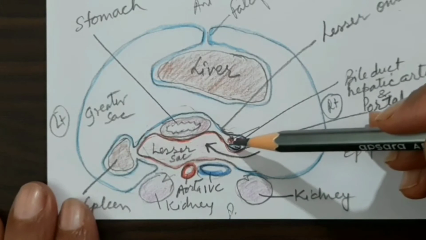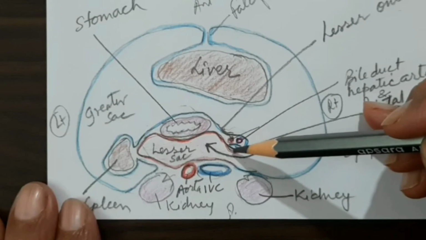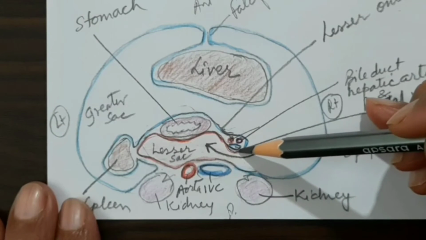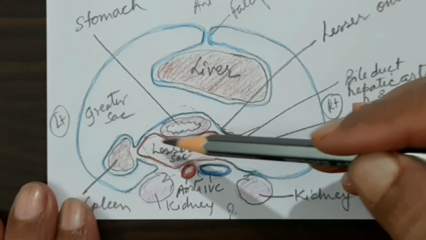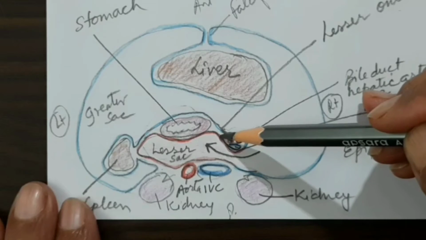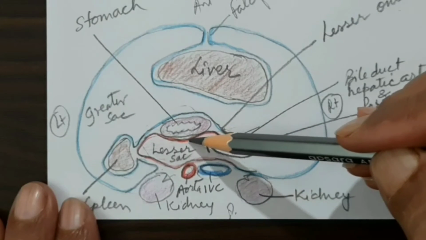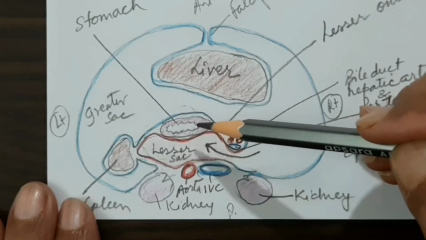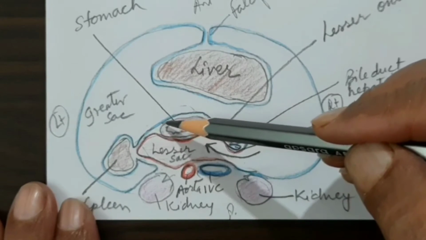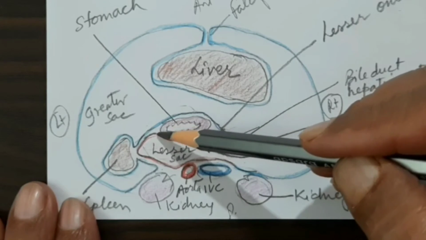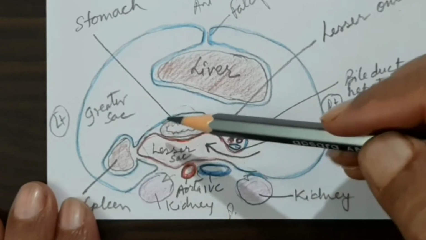Once it has crossed the free margin, after covering this, I have represented it in red color because it is going to form the boundaries of the lesser sac. So it will form the posterior layer of the lesser omentum, then it will cover the posterior surface of the stomach to the greater curvature here, and then from the greater curvature this will go to the hilum of the spleen.